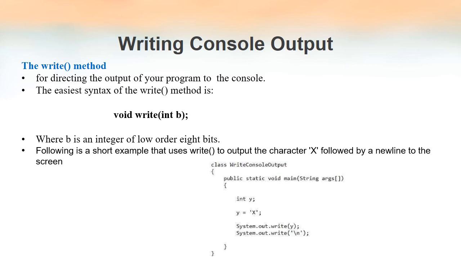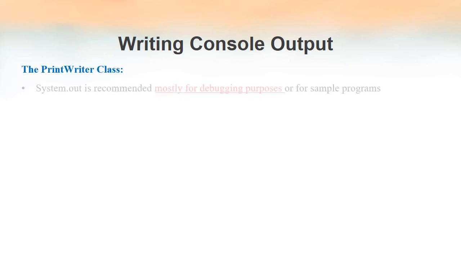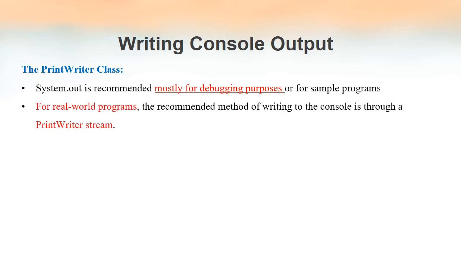I hope you understood. The next way of writing the console output is by using the PrintWriter class. System.out is only recommended for debugging purposes. For real world problems, we'll be using the class named PrintWriter because the PrintWriter class can be used to write any kind of output. PrintWriter is one of the character based classes because in PrintWriter we'll be displaying the output based on characters, not on bytes or streams.